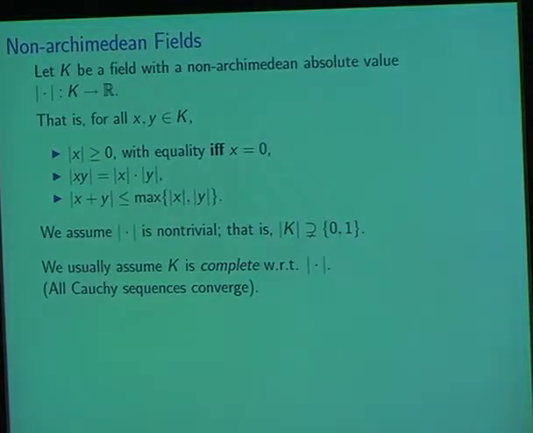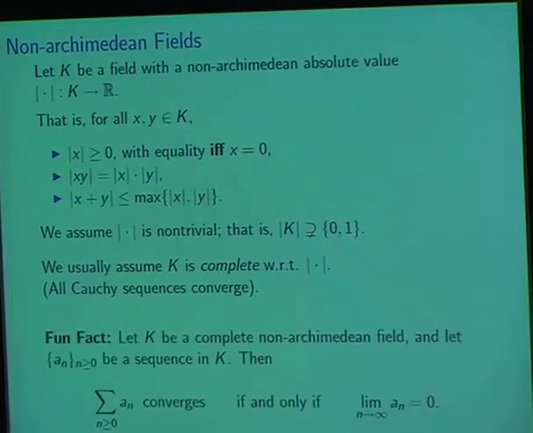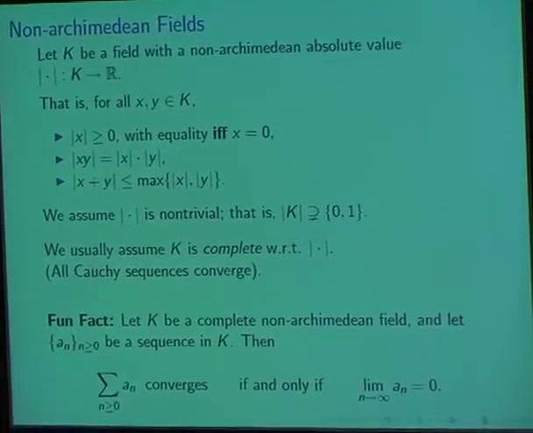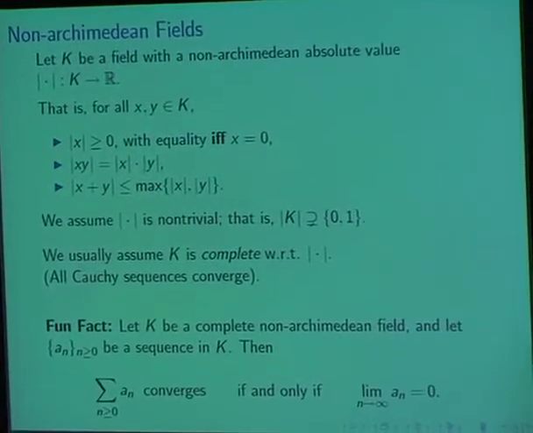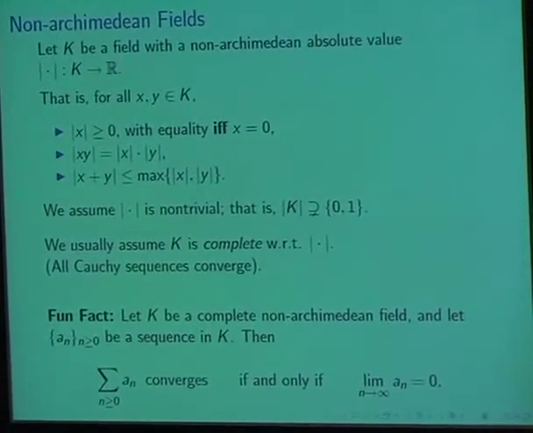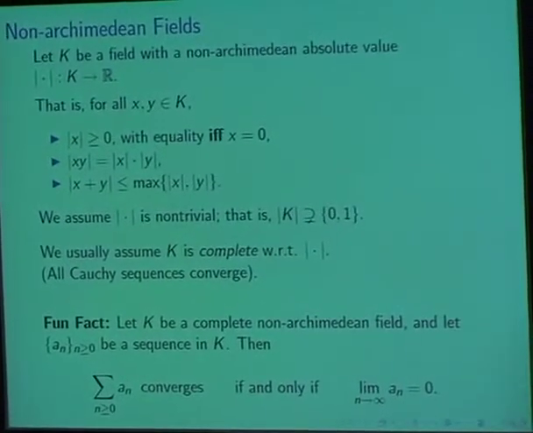So all Cauchy sequences converge. And what I mean by with respect to the absolute value is the definition of Cauchy and the definition of converge both involve an absolute value somewhere, so use this absolute value. One of the cute and useful things about non-Archimedean fields is that a series converges in a complete non-Archimedean field if and only if the terms go to 0. So all of our calculus students have really been thinking they're working in non-Archimedean fields.